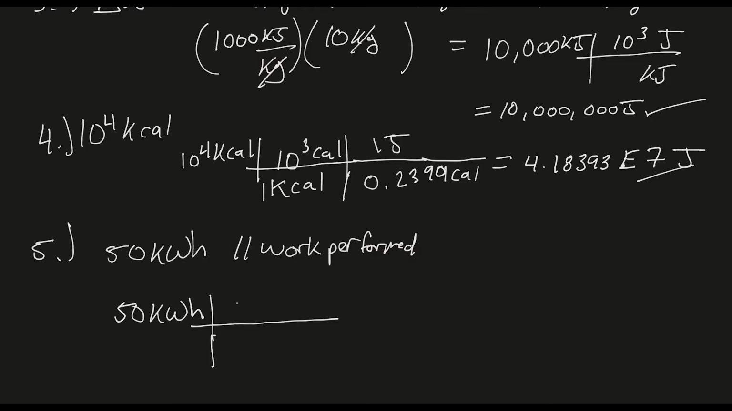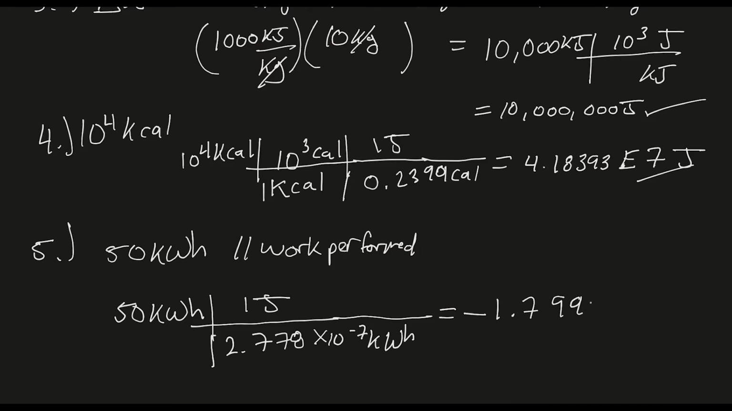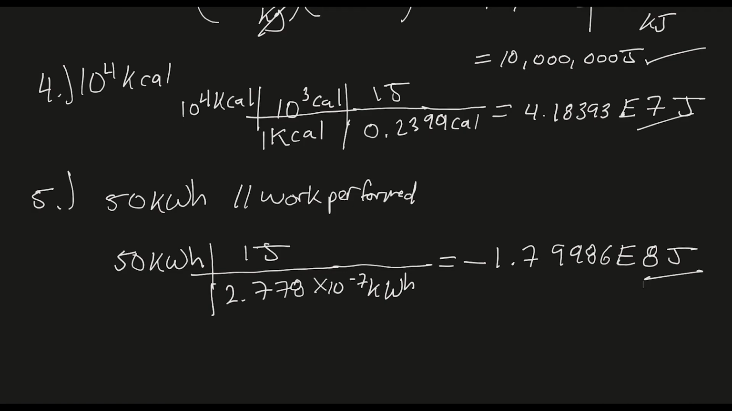If we look at our unit conversion factor, we find another one that says 1 joule is also equivalent to 2.778 times 10 to the negative 7th power, and that's kilowatts per hour. And we plug that into our calculator, and we get 1.79986 e to the 8th power, and that's in joules. Don't forget your units.